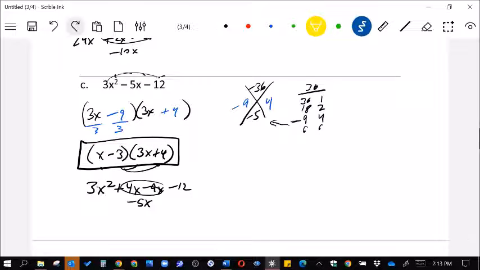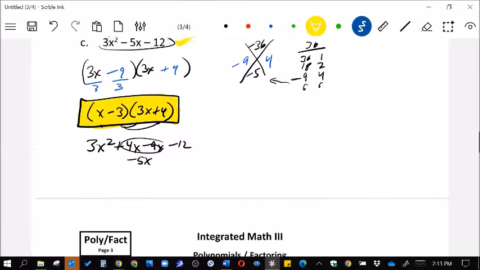Back there. Okay. I don't know why it's not working here. Let's see if it does this way. Sometimes I just have to press a little differently. All right, there. So that's the correct factorization of this problem.